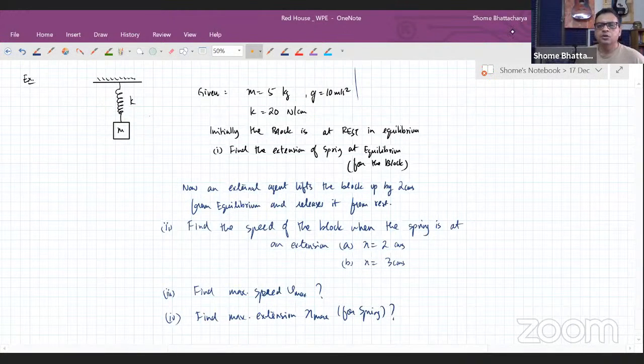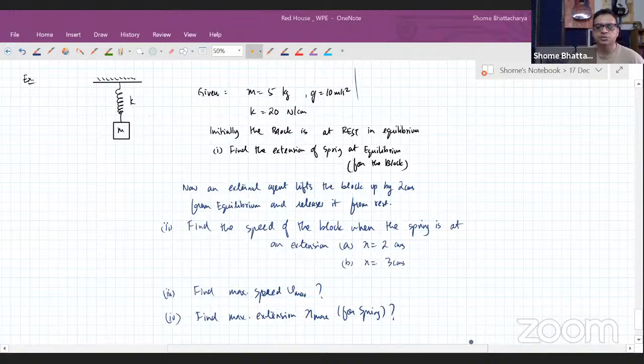So when you are releasing the block, after lifting it up by 2 centimeters, what is the state of the spring at that point of time? Is it at natural length? Is it at mean position? I mean, is it extended? Is it compressed? No, it's extended only. It's not compressed because you're lifting it up by 2 centimeters. Yeah, Amog, your answer is correct for the first part.